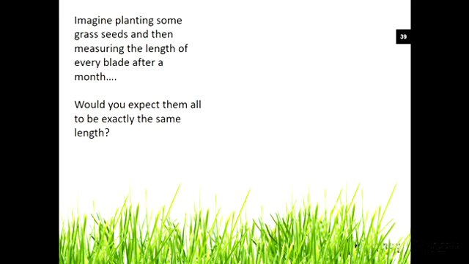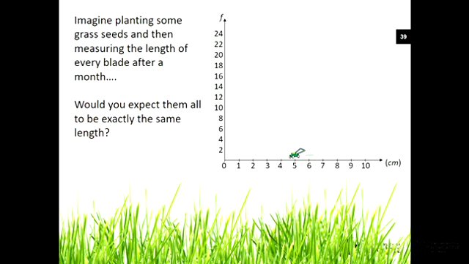But firstly, this scenario: imagine planting some grass seeds and then measuring the length of every blade after a month. Would you expect them all to be exactly the same length? Well, they'll probably all be an average rough height, but there's probably a bit of random variation. There might be a freakishly long blade of grass. There might be a really short one that was quite stunted. And here's one prepared earlier. Say we measured a 5 centimetre bit of grass and a 6 centimetre bit, a 3, another 5, rounding them off to the nearest centimetre, a 4, a 5, and so on. I just kept measuring bits of grass.